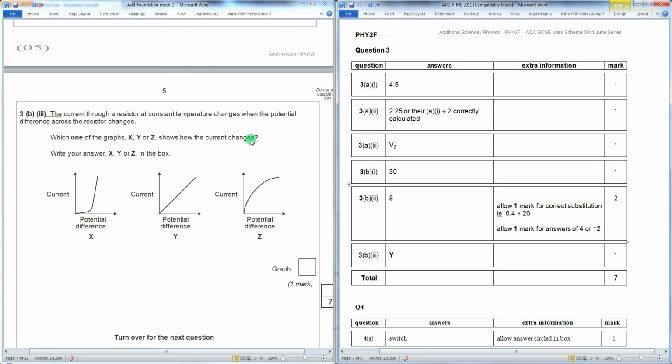Well, the resistor is the simplest one. The resistor is the straight line. Okay, so that is graph Y. You just have to learn that. Graph X, by the way, is a diode, and graph Z looks more like a bulb. The bulb current doesn't increase as rapidly when you increase the potential difference. So Y was the answer there. That was the only option.